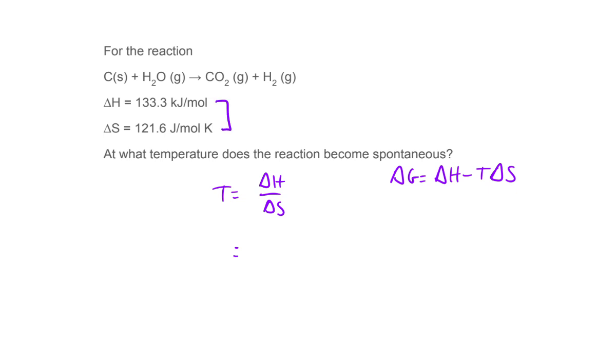Also, another easy place to make a mistake are the units. Okay, so we have kilojoules per mole for our delta H and joules per mole Kelvin for the entropy. Make sure you convert that either both to kilojoules or both to joules. So I'll do kilojoules. So I have 133.3 kilojoules per mole, and then our delta S is 0.1216 kilojoules per mole Kelvin.